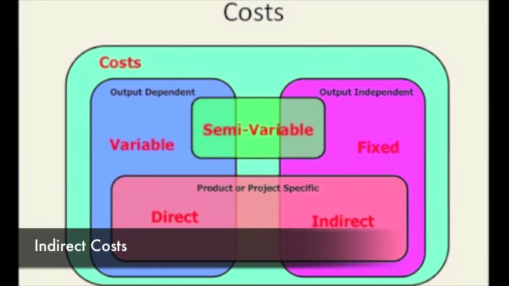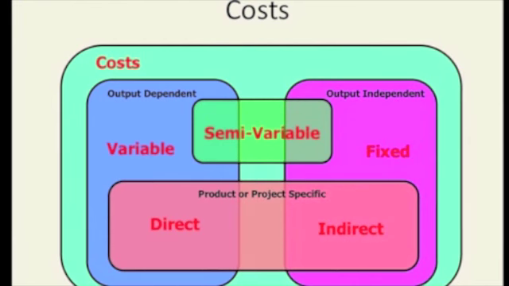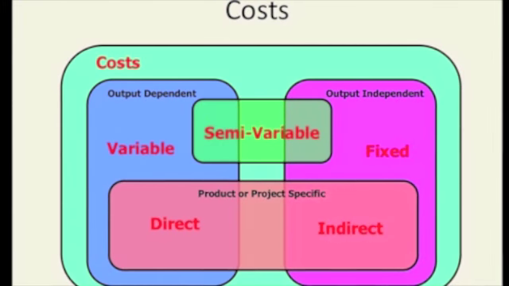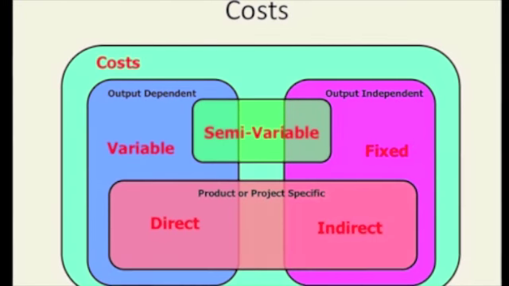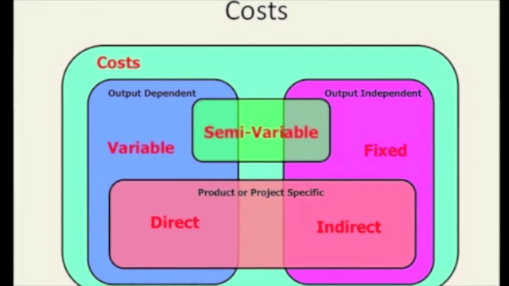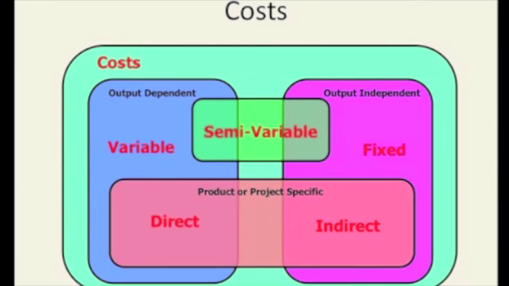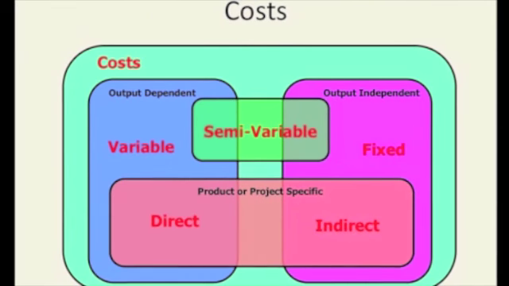Indirect cost means that the cost is indirectly related to the output or the product of a business. An example of indirect fixed cost is electricity cost in order for the business to keep operating. An example of indirect variable cost is postage cost because this cost depends on the location of the customers.